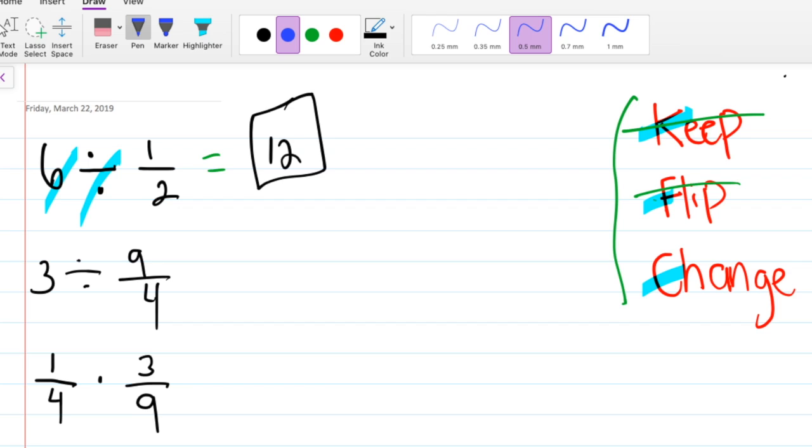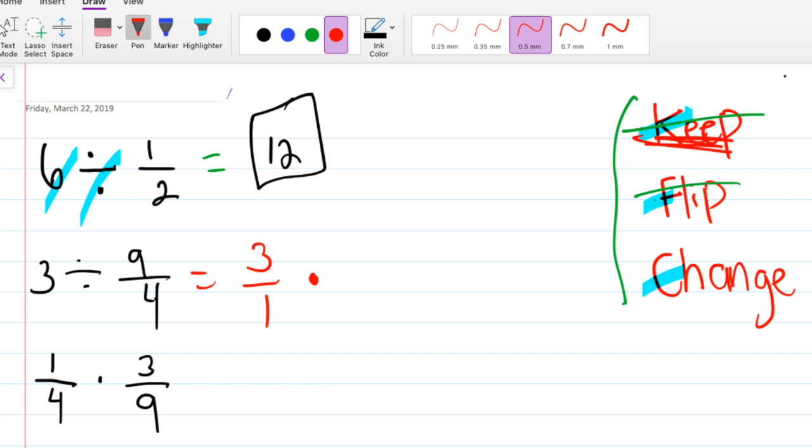All right, 3 divided by 9 over 4. And if you want, just so you don't forget to put the first number over itself, do that from the beginning. So 3 over 1, because we're going to keep the first one, right? Flip the sign, multiply.